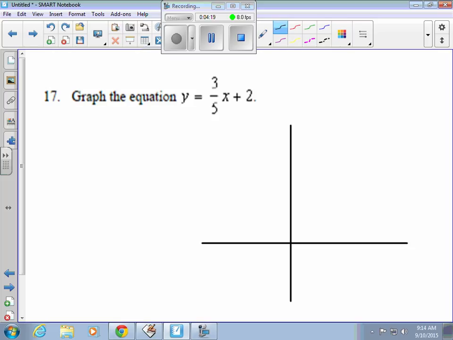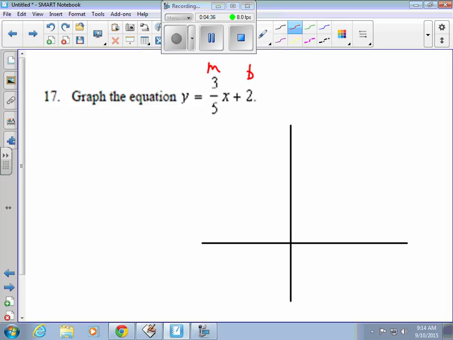Okay, here we go. Graph the equation. Been a while, but this is in a nice, easy to graph format. This is the slope-intercept form. Y is equal to mx plus b. Everybody in here remembers that. If you don't, make sure you see me after class so I can get you caught up on that. Y equals mx plus b.